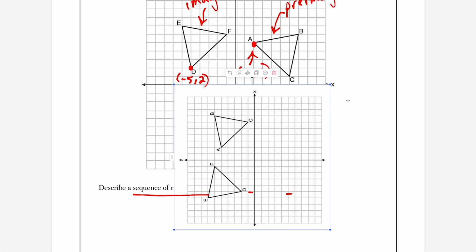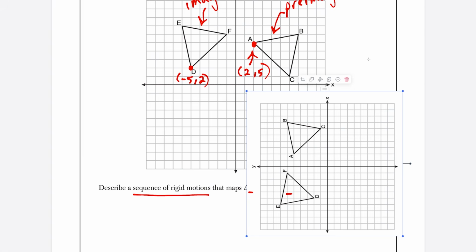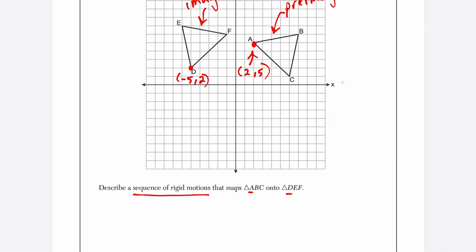And then I look at my paper and say, okay, where did point A land? And notice here that point A landed over here at negative 5, 2. If we look at point F, it's at negative 1, 1, 2, 3, 4, 5, 6. And now look where C is. C is at negative 1, 1, 2, 3, 4, 5, 6. So it looks like rotating 90 degrees counterclockwise about the origin would map triangle ABC onto triangle DEF.